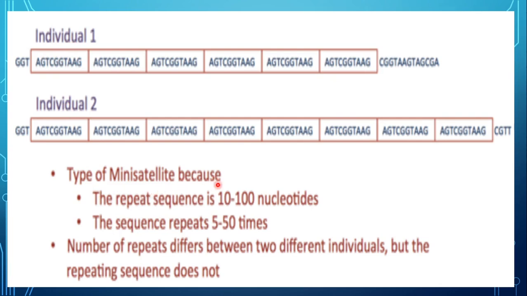This is a type of minisatellite, because the repeat sequence is 10 to 100 nucleotides here. How many nucleotides? 1, 2, 3, 4, 5, 6, 7, 8, 9, 10. So 10 base pairs, a type of minisatellite. If it was less than 10, we would call it a microsatellite. The sequence repeats 5 to 50 times, and this number of repeats differs from individual to individual. But the repeating sequence does not. The repeating sequence remains the same, but the number of repeats will vary from individual to individual.